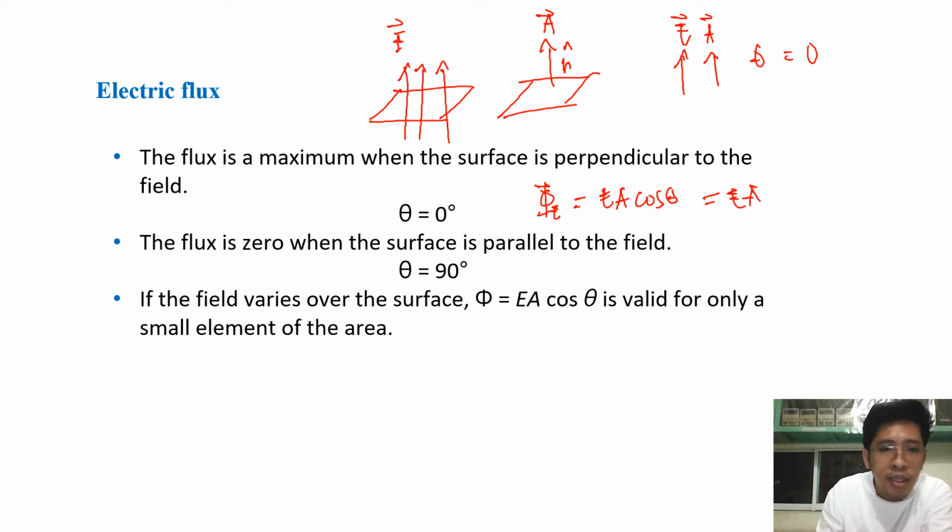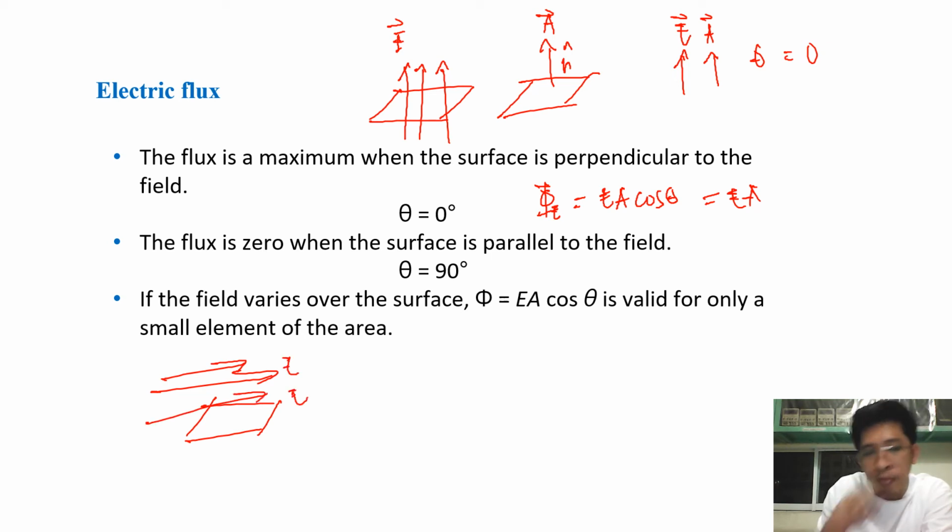So when the surface is parallel to the field, say for example, again you have the same surface lying on the horizontal, and then you have this field flowing along the horizontal. So your surface is lying on the horizontal, and your electric field is flowing on the horizontal. That means your surface is parallel to the field.